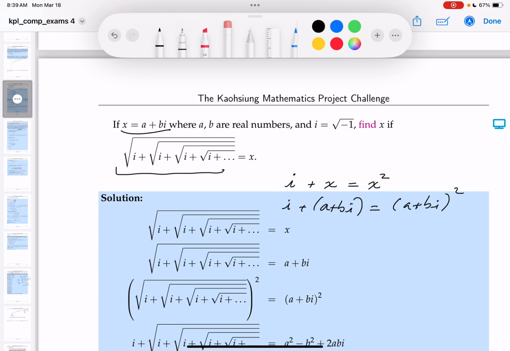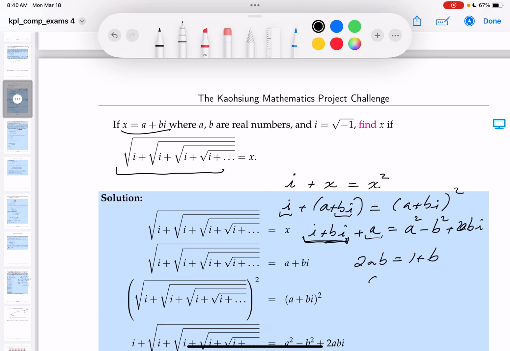Let me get my eraser out again. I do that sometimes. I start squaring something that's not being squared. It's I plus A plus BI. That's the imaginary part, and that's the real part. Over here, A squared minus B squared plus 2ABI. And I equate coefficients over here. I would say that the 2AB would be equal to the coefficient over there, which is 1 plus B. And I would say A is equal to A squared minus B squared.